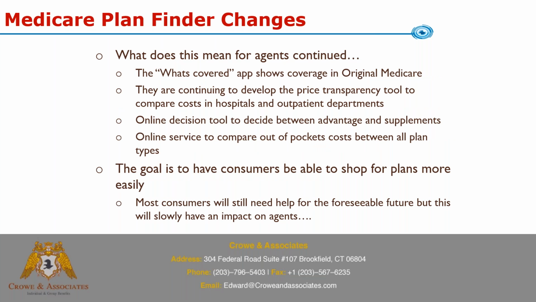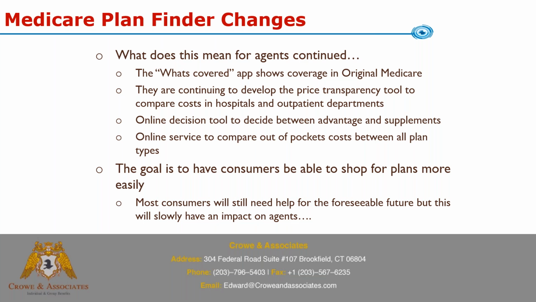So they've got the What's Covered app, which shows all the coverages in Original Medicare. That wasn't that groundbreaking. You could Google search and find that anyway, but they are continuing to develop the price transparency tool. That's a big one. That is going to allow them, once they really get it up to speed, to see how much an MRI, for example, costs at one hospital versus another, or an outpatient procedure at the hospital versus going to a freestanding facility. That tool is going to allow them to price and compare and find the lowest cost option for them.